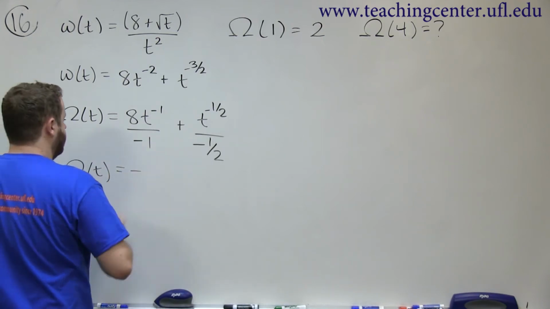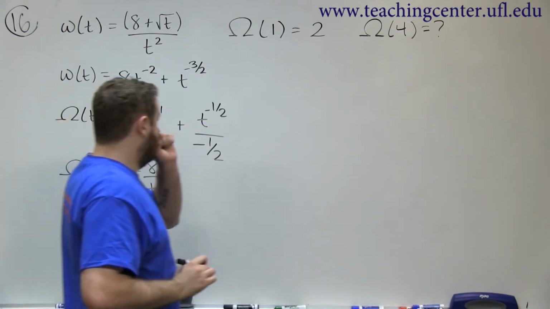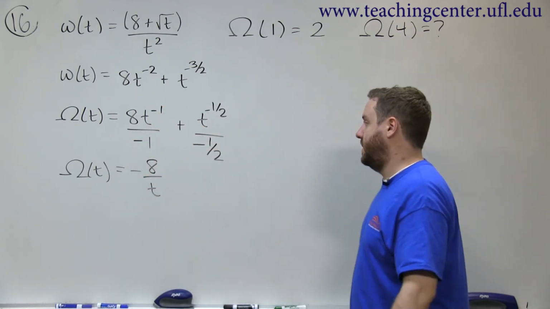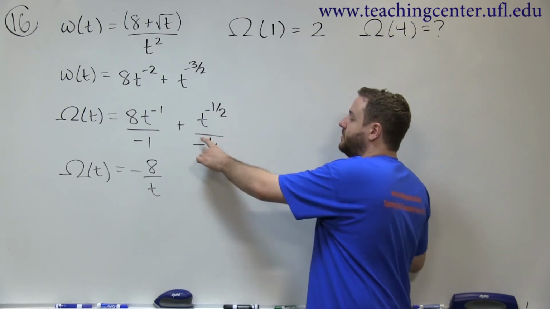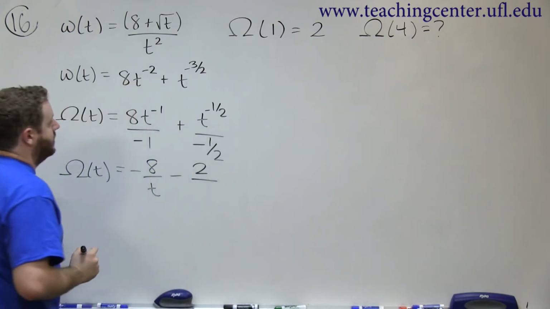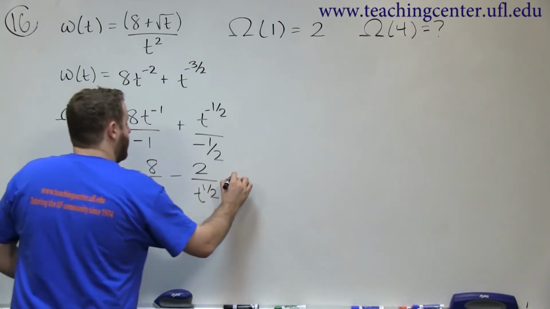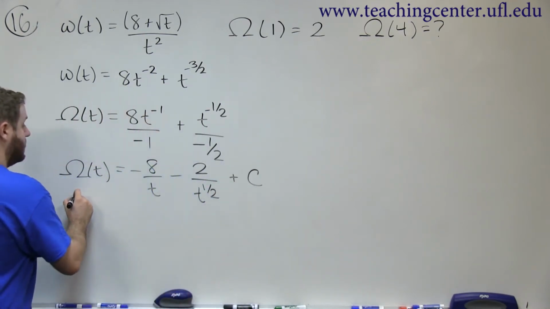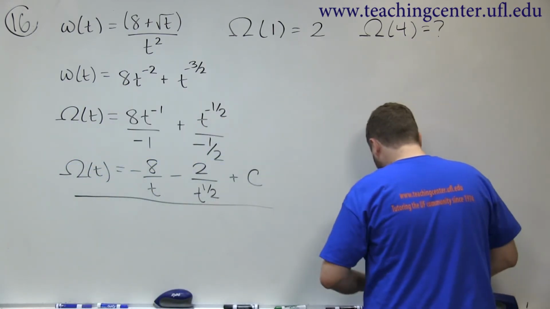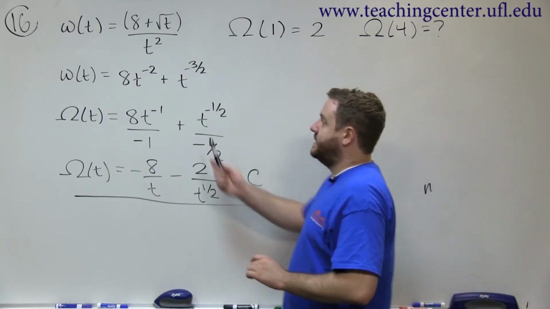Let's simplify this a little bit. This negative 1 can just be outside here. And I'll write this as fractions now. So this is negative 8 over t, because this t to the negative 1 means it's in the denominator. A negative 1/2 in the denominator would be a minus 2 in the numerator, and this t to the negative 1/2 is in the denominator here. And we have our ever-present plus c. So this underlined portion right here, that is our antiderivative of this function.